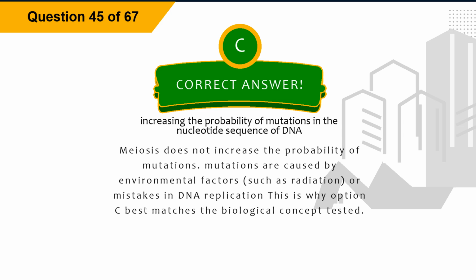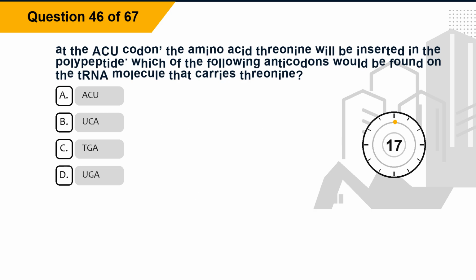Explanation. Meiosis does not increase the probability of mutations. Mutations are caused by environmental factors, such as radiation, or mistakes in DNA replication. This is why option C best matches the biological concept tested. Question 46. At the ACU codon, the amino acid threonine will be inserted in the polypeptide. Which of the following anticodons would be found on the tRNA molecule that carries threonine?